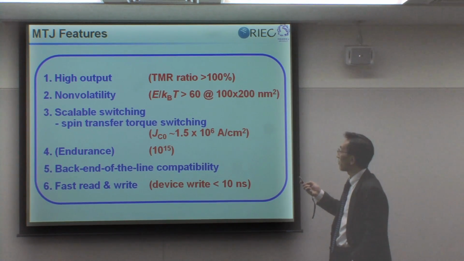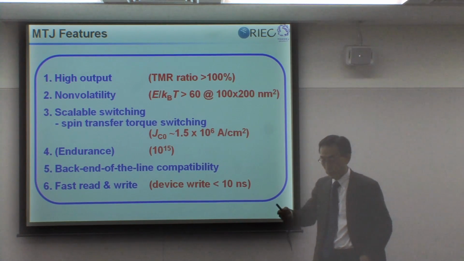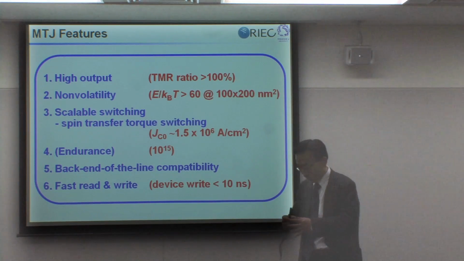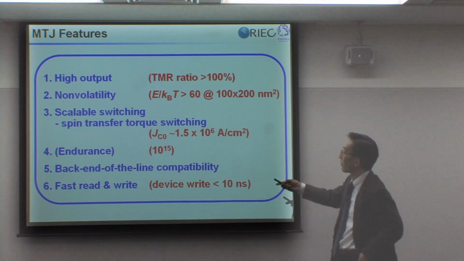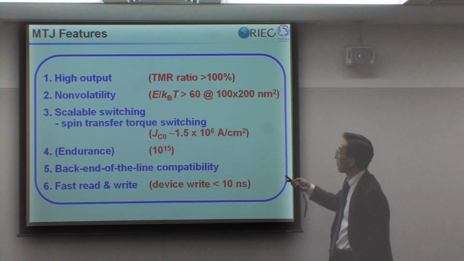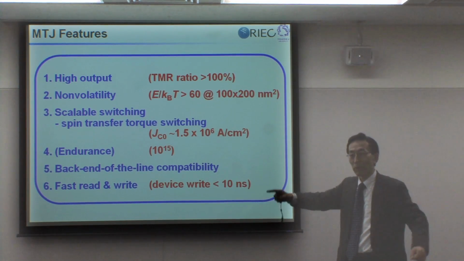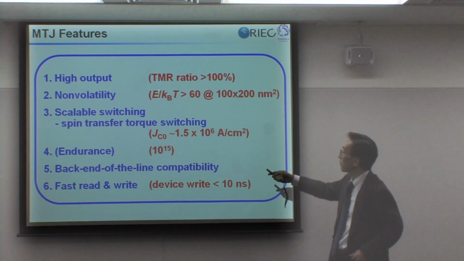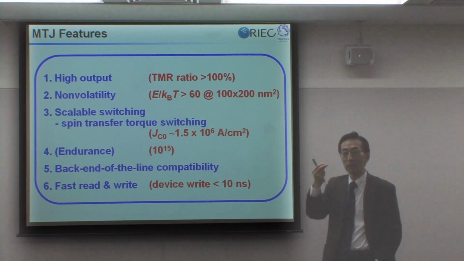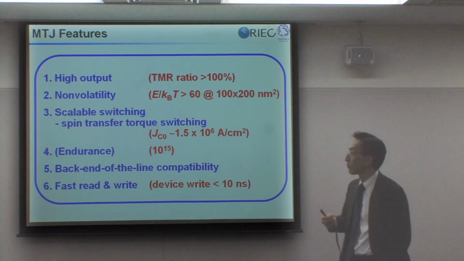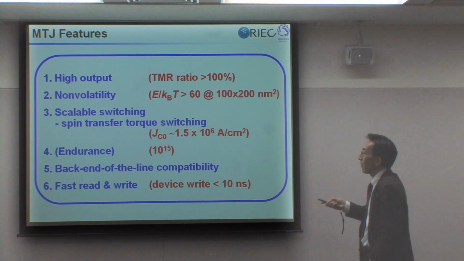But if you assume that we have a 100 by 200 nanometer junction, then we can have this energy barrier that separates the two configurations, parallel and anti-parallel, large enough so that we can keep the information there for more than 10 years.